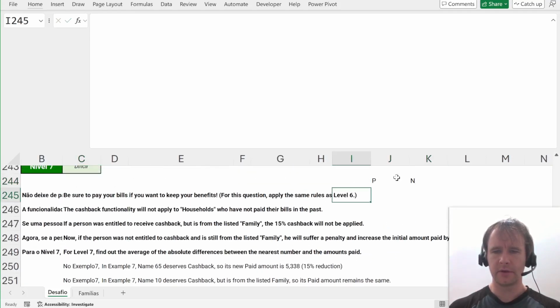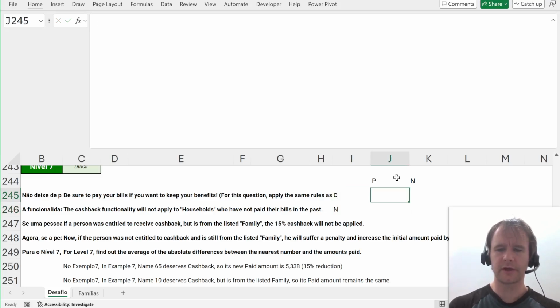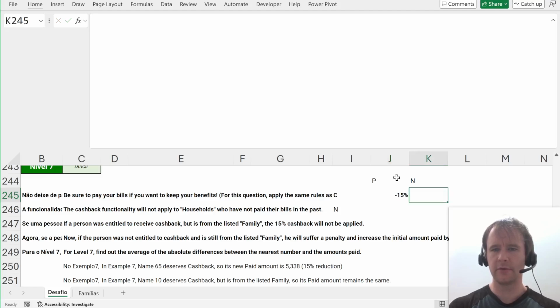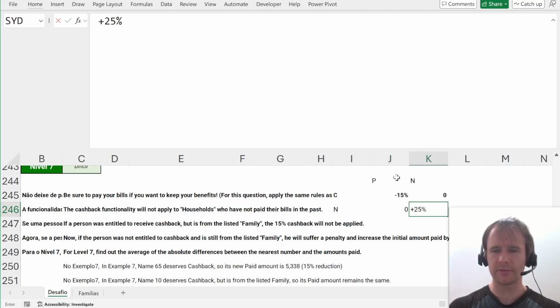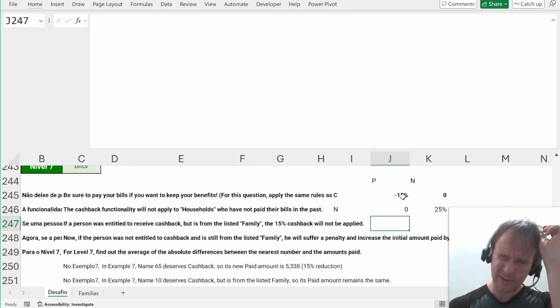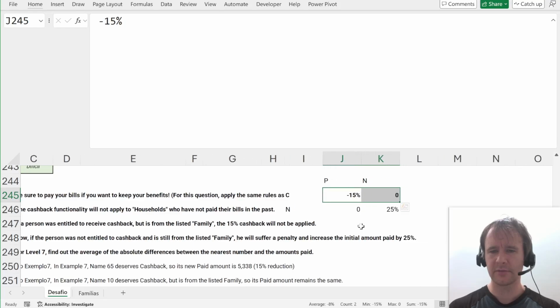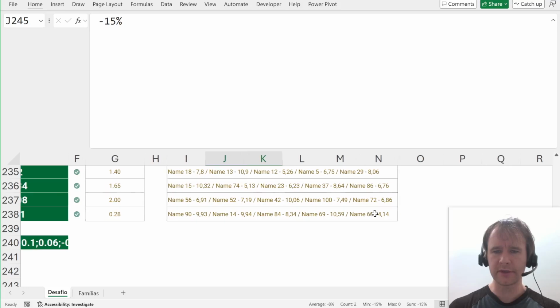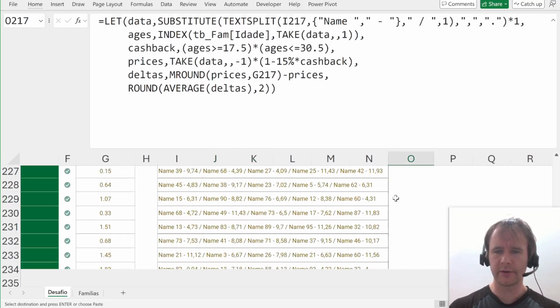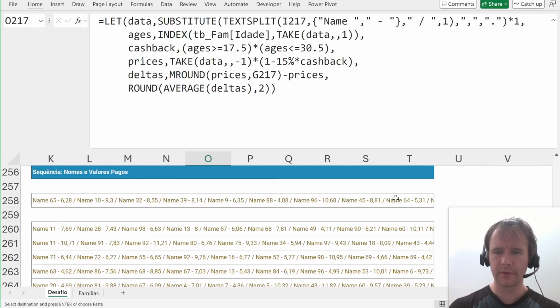Paid, not paid, cashback, no cashback. So if you've paid your bills and you get cashback, it's minus 15%. If you haven't, it's 0. If you don't get cashback but you paid your bills, it's 0. Otherwise, it's plus 25%. So it's not actually symmetrical. So I was hoping I could simplify things a little, but never mind. All right. Hopefully, we can mostly take this and carry it over, but let's see what we can do.